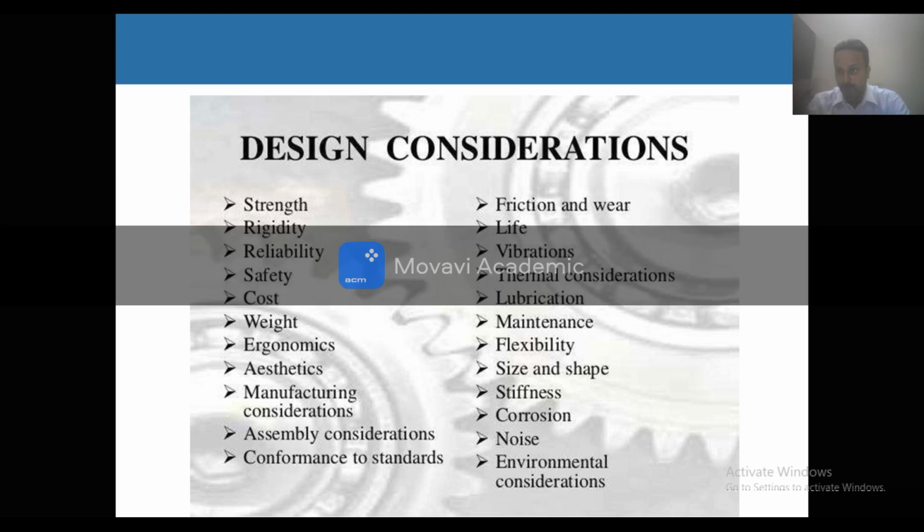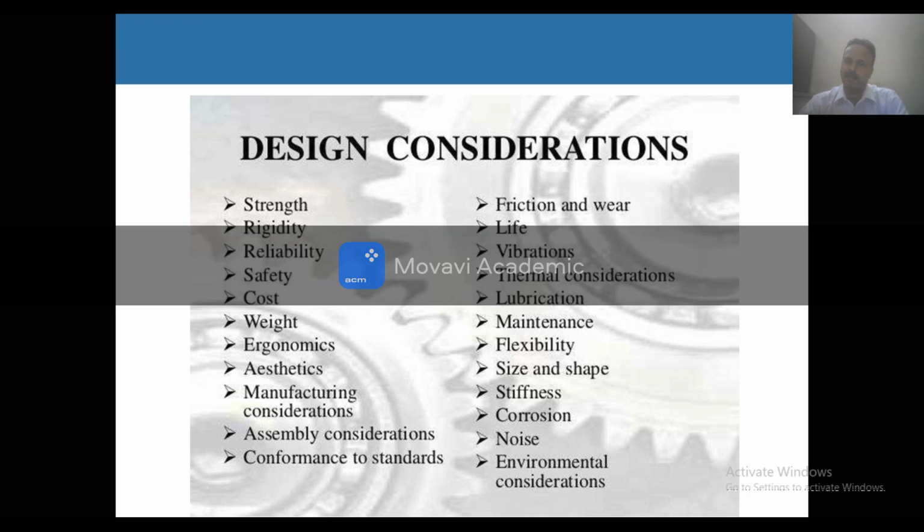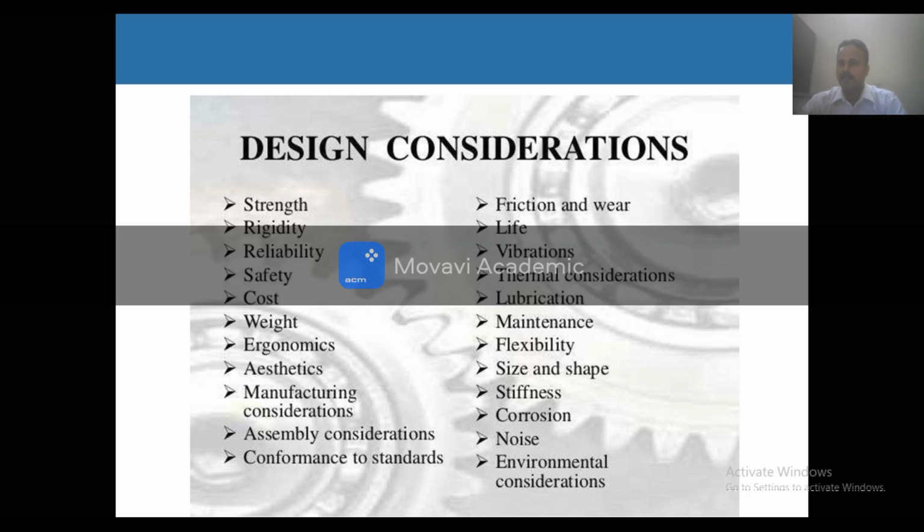Friction and wear: depending upon a specific type of application, the parts may have physical contact with one another, and that may lead to friction and wear between them. So the friction and wear characteristics should be good enough for any product. Similarly, life is reliability analysis. Vibrations, depending upon the application of the product.